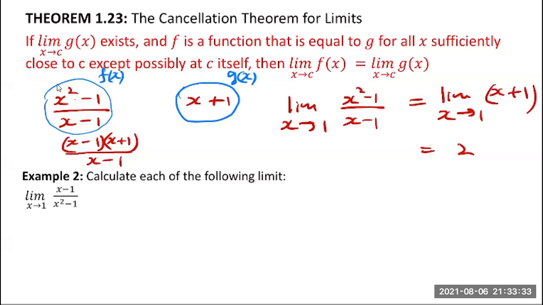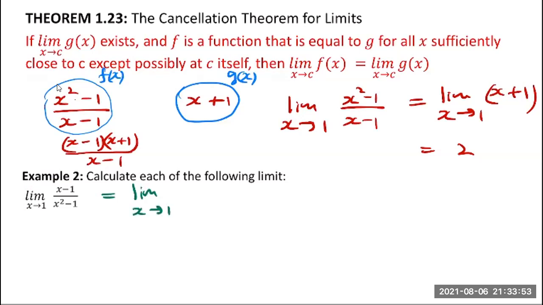And here you have another example. Let's look at this one. Let's see how to apply the cancellation theorem to get the limit of this. Well, again, you cancel common factors. That's what the cancellation theorem is about. Limit as x approaches 1.